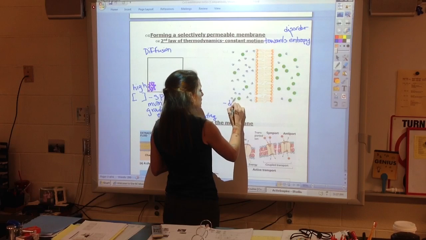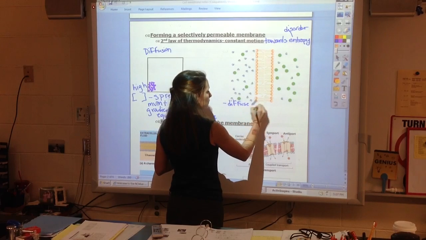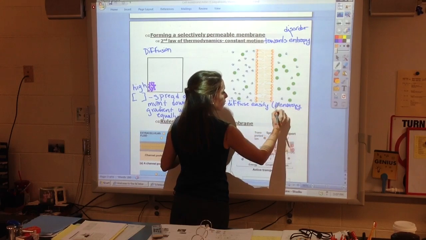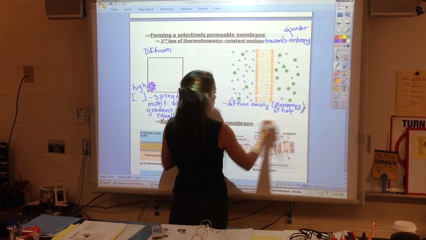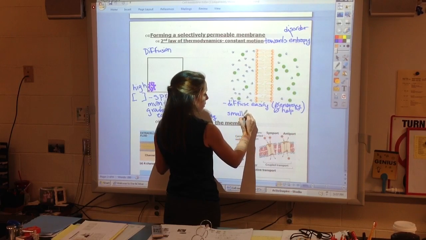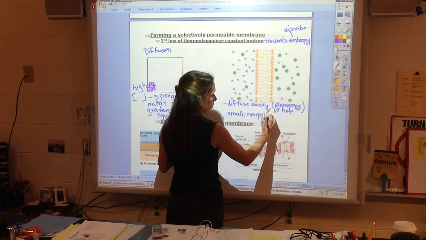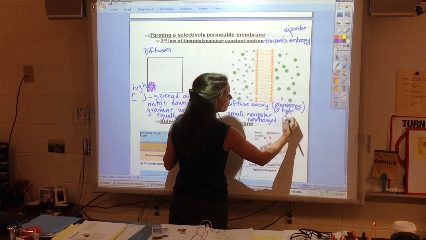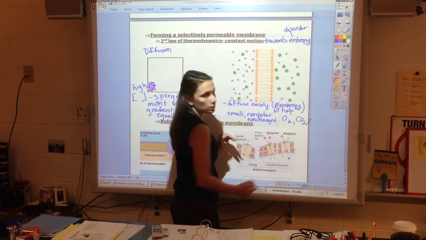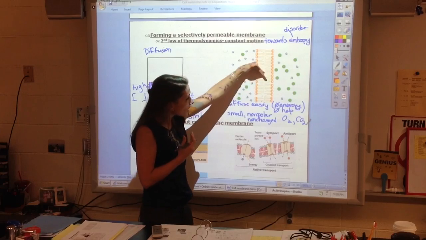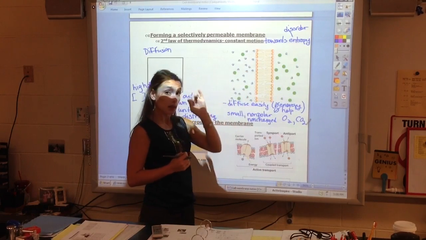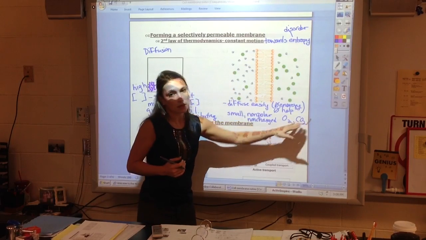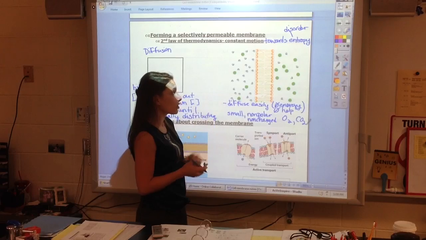Molecules that diffuse easily across the membrane, meaning no energy and no help, are going to be your small nonpolar or non-charged molecules. The ones we're really going to focus on are O2 and CO2, and those are going to be able to squeeze through here. Some very small lipids, especially lipid hormones, will be able to squeeze through. But the main things we focus on are these two gases that are able to diffuse across the membrane.